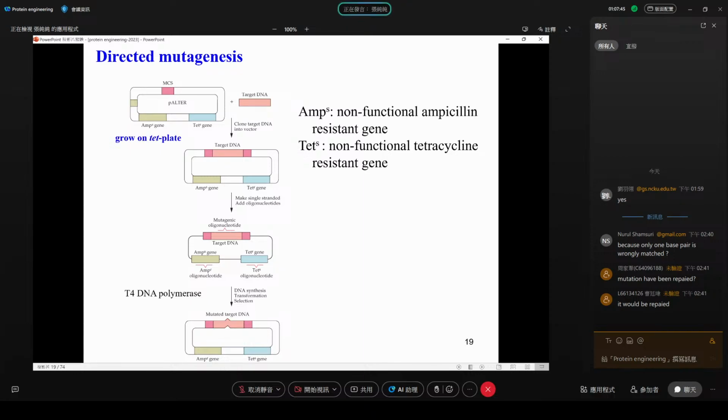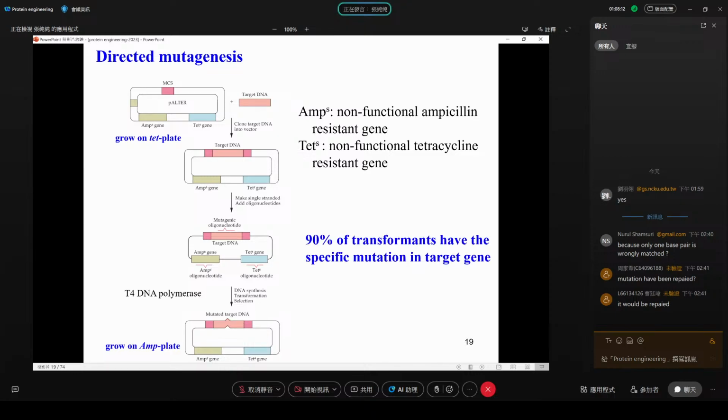use. It doesn't have to be ampicillin or tetracycline. You can also use other antibiotics, maybe neomycin or anything else, to do a similar experiment. The major principle is to kill the parental strain and leave the new mutated target gene. That is the major reason this kind of strategy is successful in getting your protein.